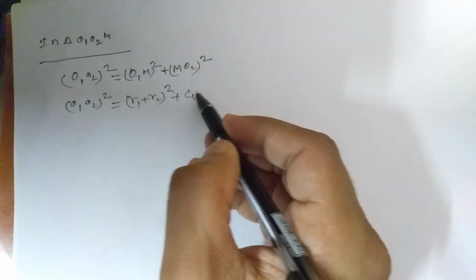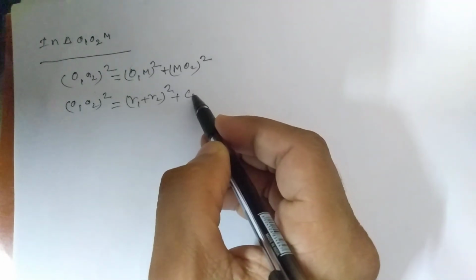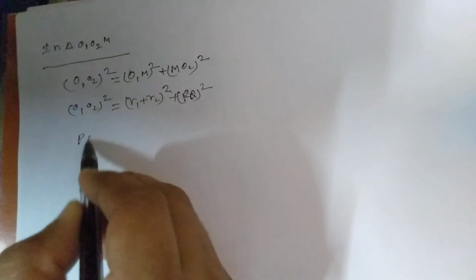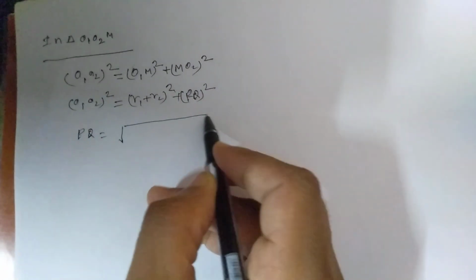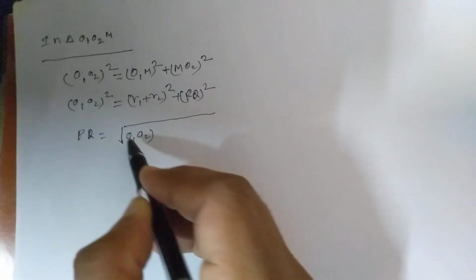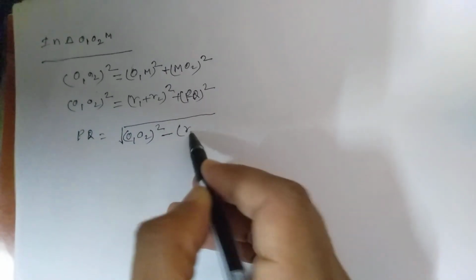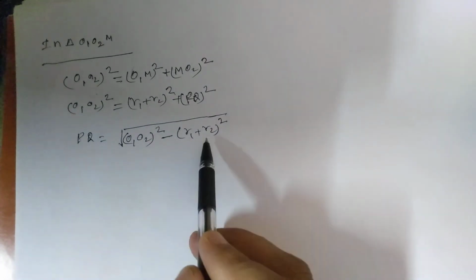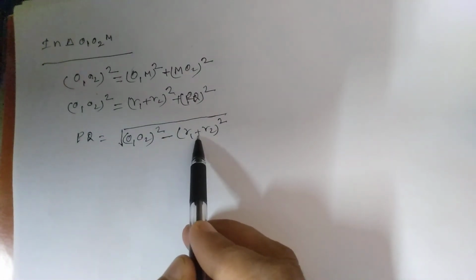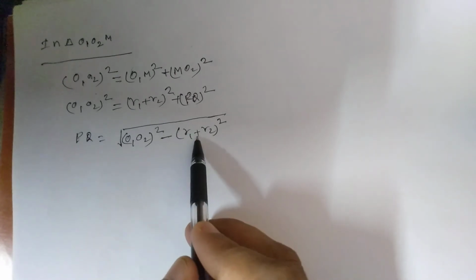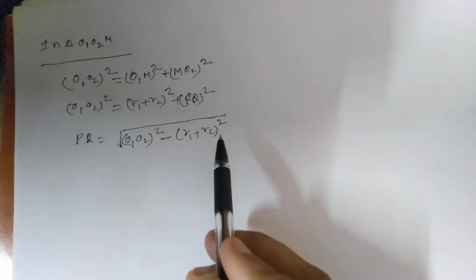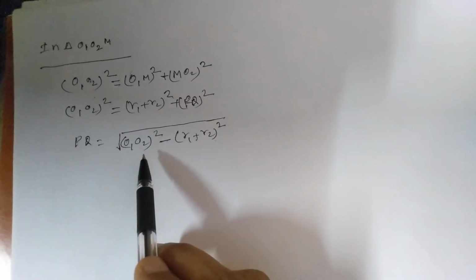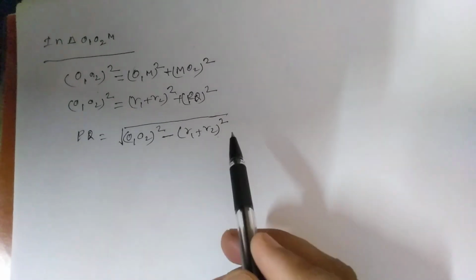MO2 is what? The length of your tangent. This is equal to PQ. So this PQ comes out to be root of O1O2 square minus R1 plus R2 whole square. So we can say in the transverse common tangent formula we are getting a plus sign over here. In the direct common tangent formula we are getting a minus sign. This is the only difference between these two formulas, and directly by using this formula we can find the length of direct or transverse common tangent, no issue.